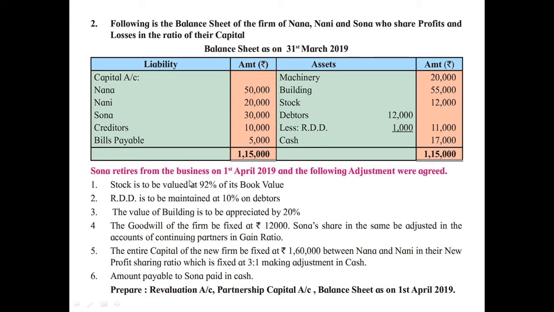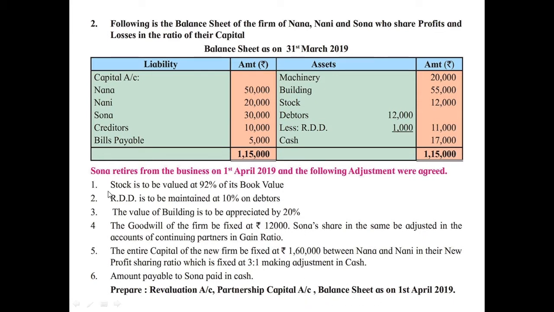Sona retires from the business on 1st April 2019 and the following adjustments were agreed. Stock is to be valued at 92% of its book value. Now students, here you can understand that the value of stock has reduced by 8%. So whenever the value of an asset decreases, the difference is recorded on the debit side of the revaluation account. Here they have asked us to prepare the revaluation account, partners capital account and the new balance sheet.